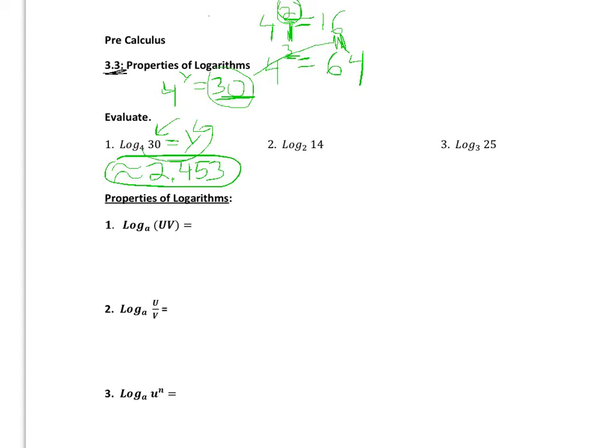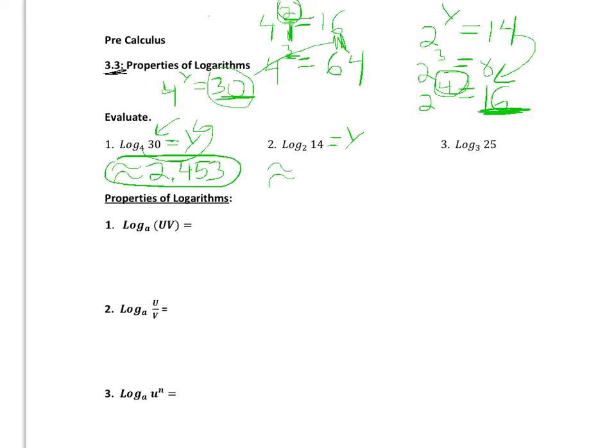Okay. If I put number 2 in exponential form, it's 2 to the y equals 14. 2 cubed, I know, is 8. And 2 to the 4th is 16. So 14 lies in between these. It's closer to the 16. So that means this answer, when you put it in your calculator, is going to be closer to 4. And if you put in log base 2 of 14 in your TI Inspire, you should get this decimal. It's around 3.807.